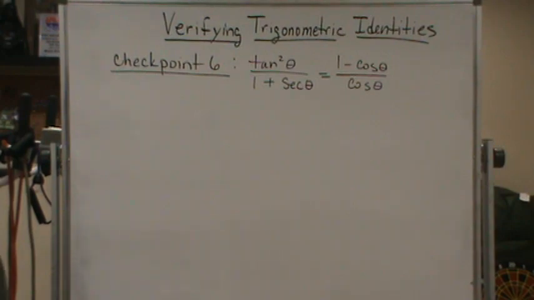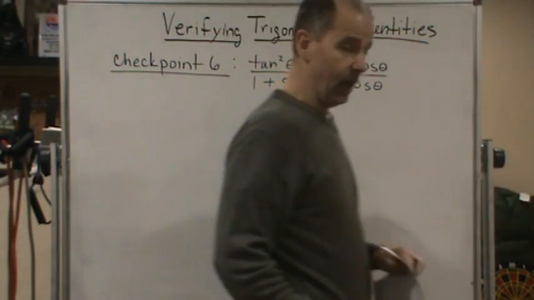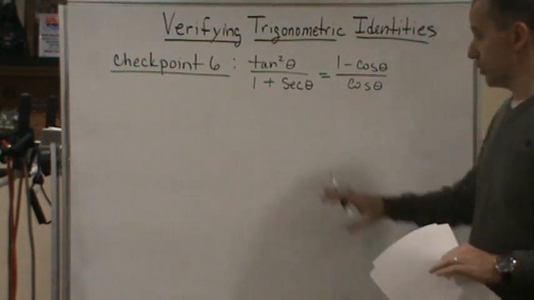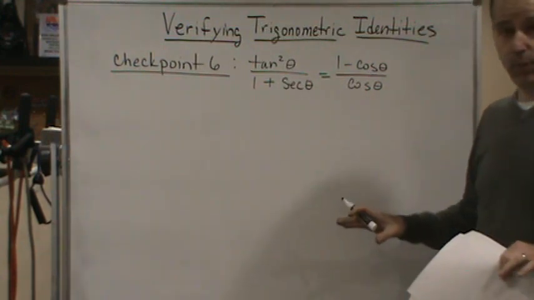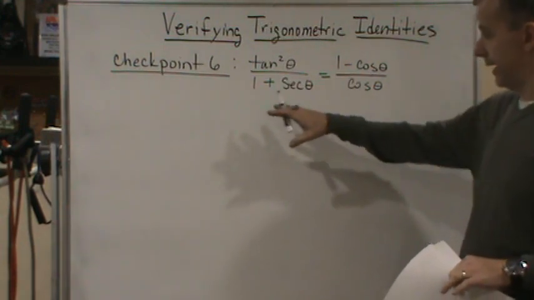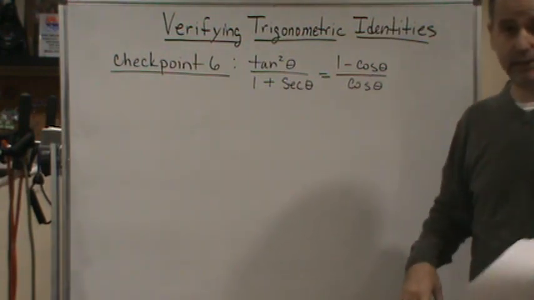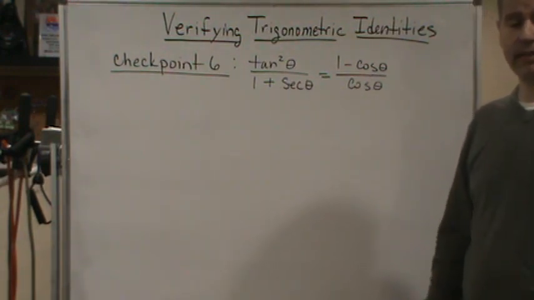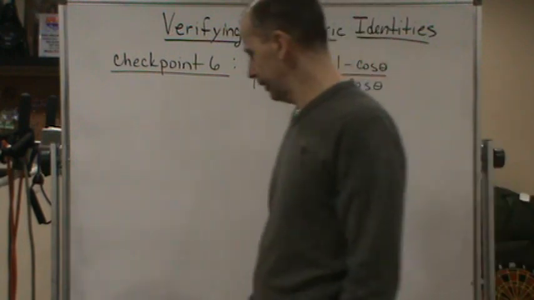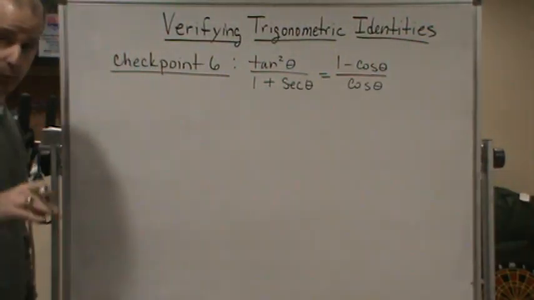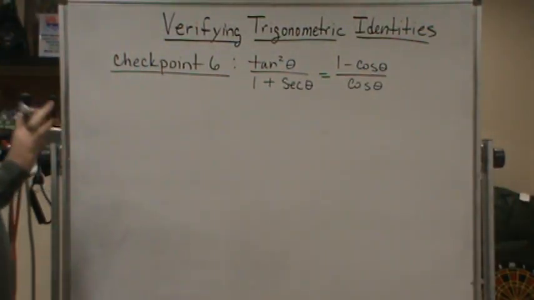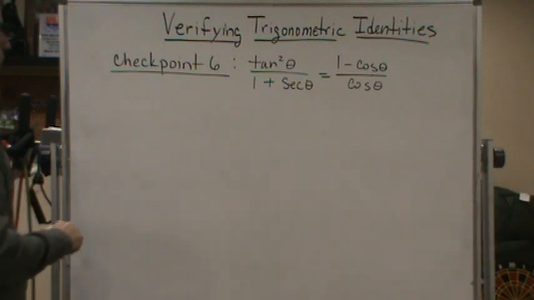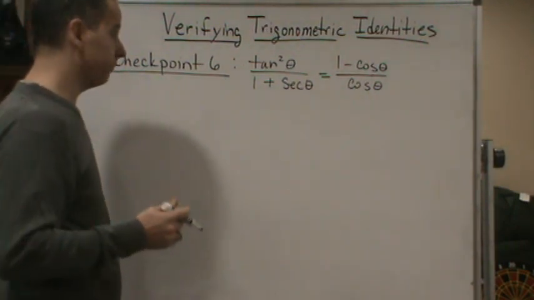All right, welcome back. Now we're going to do Checkpoint 6. Again, what I want you to do is write this down, push pause, and verify this identity. Then come back and see if you got the same answer that I got. Remember, there's more than one way to do these. Just see if you got the same answer, or if you were able to show it.